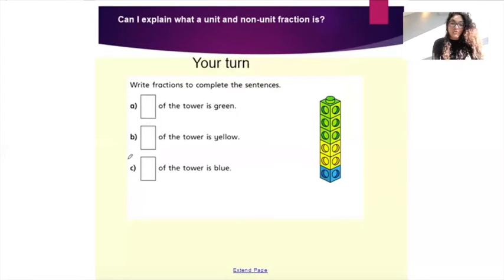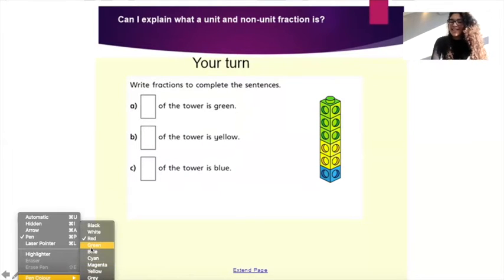Your turn. Write fractions to complete the sentences. Part A, how much of the tower is green? Part B, how much of the tower is yellow? And part C, how much of the tower is blue? Have a go now.